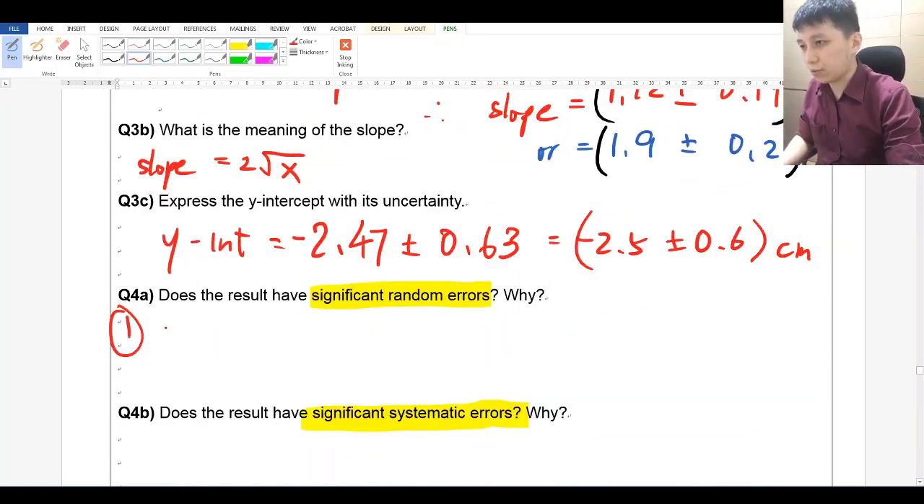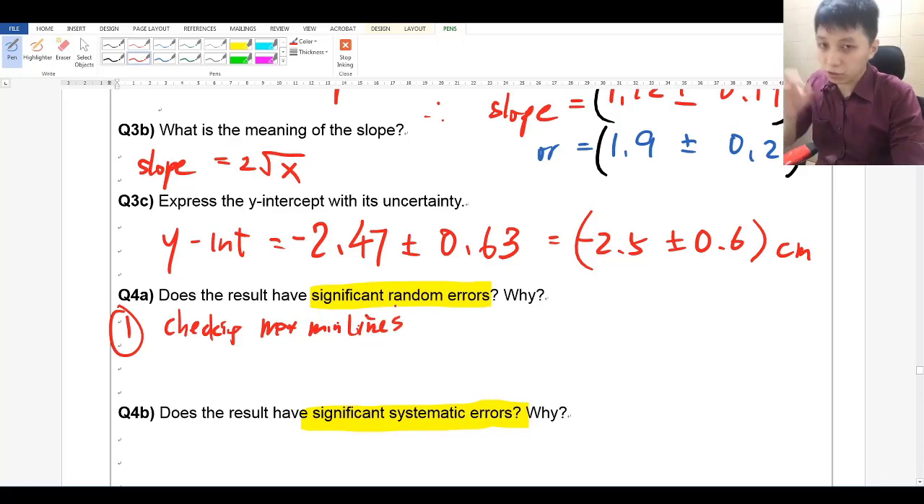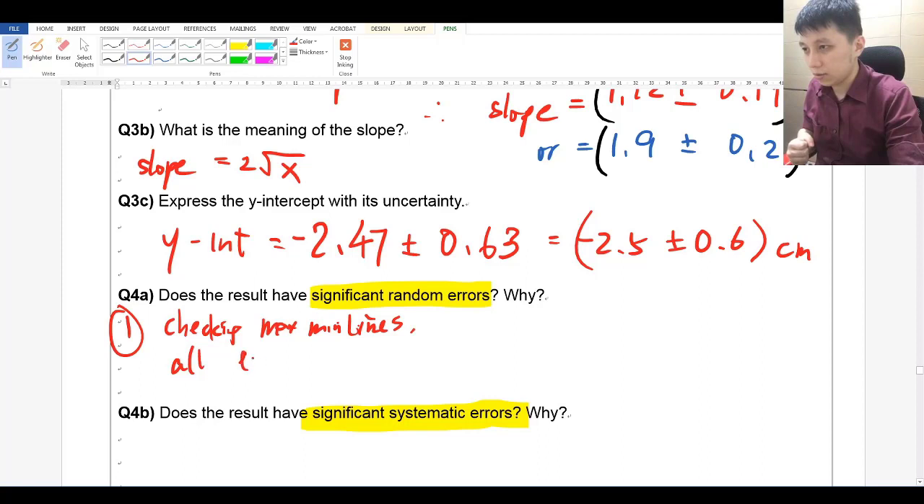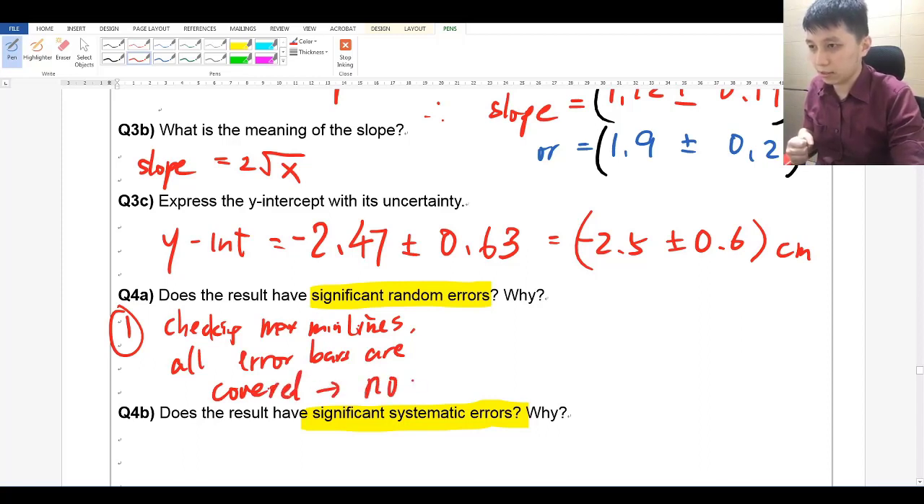So the first approach is saying, let's put down, by checking the max mean line and also the line of best fit, all error bars are covered. So the answer is no, no significant random error.